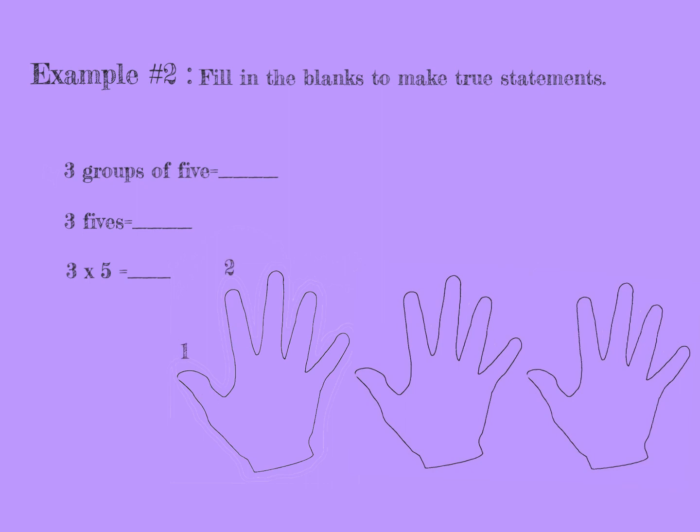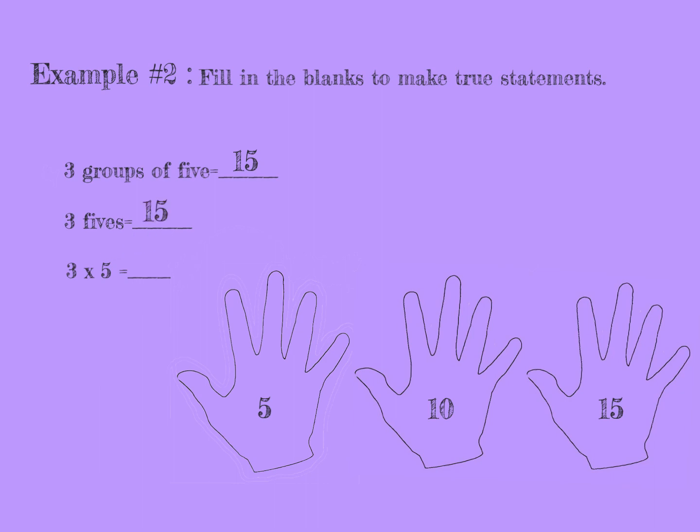1, 2, 3, 4, 5, 6, 7, 8, 9, 10, 11, 12, 13, 14, 15. Therefore, 3 groups of 5 equals 15. Now to find what 3 5s is equal to, we will count by 5s. 5, 10, 15. So 3 5s equals 15.